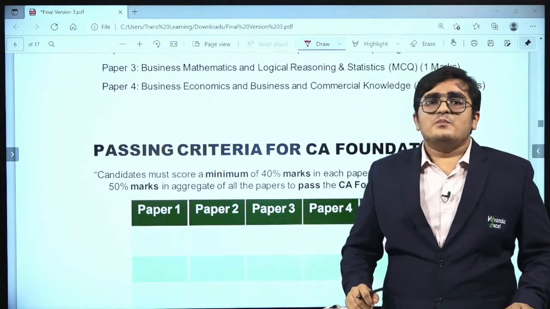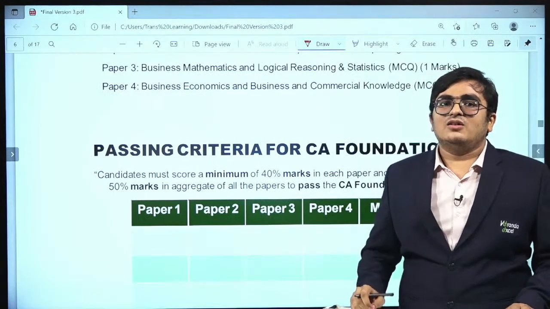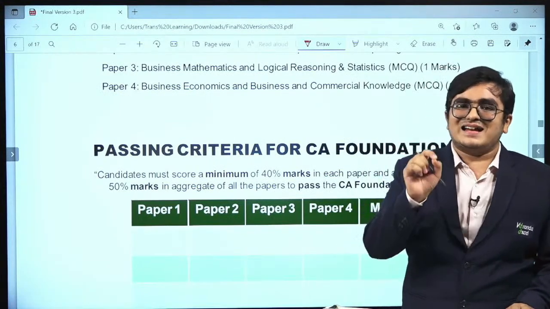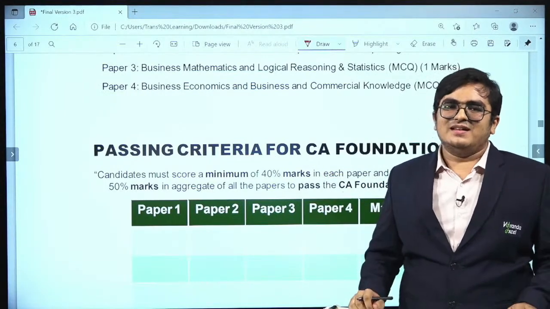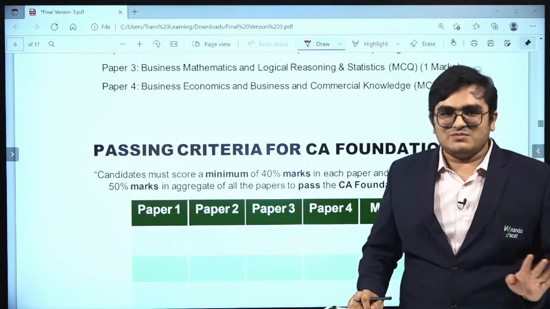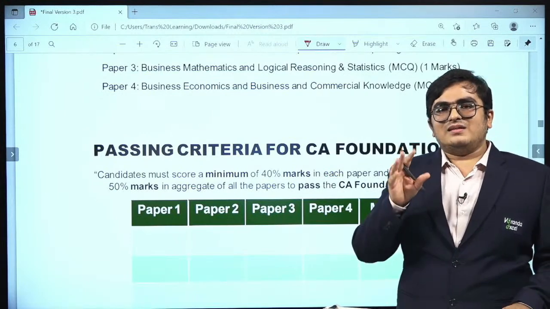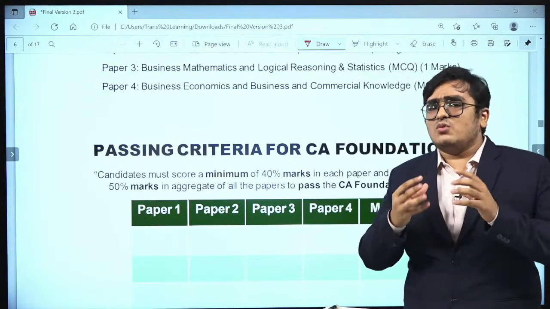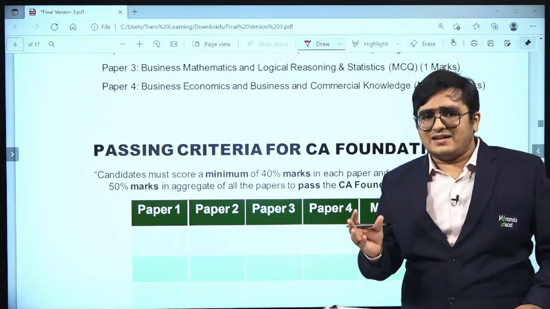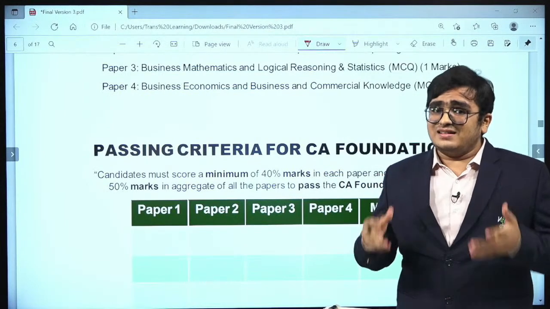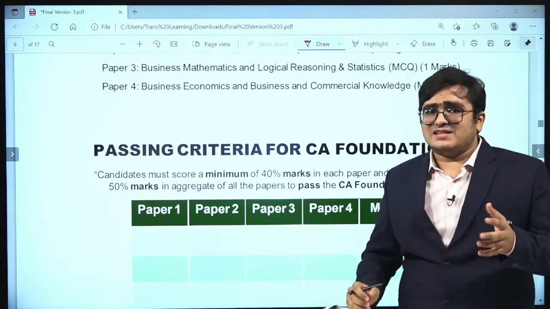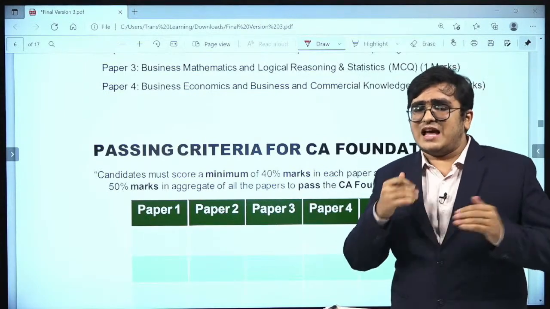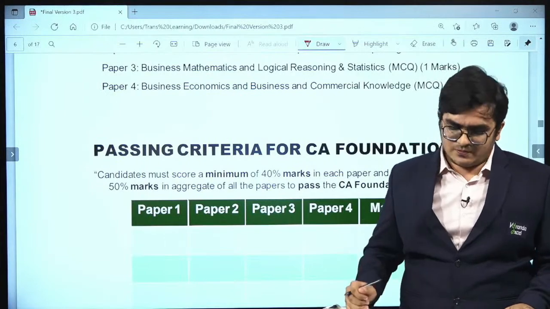Third is business mathematics, logical reasoning and statistics. Now maths is not my favorite subject, and I think maths doesn't like me as well. But here it will be more related to your 12th standard maths, though not exactly the same. Reason being, there will be very deep concepts tested over here. Again, coming to the chapters, we'll see as we go down.